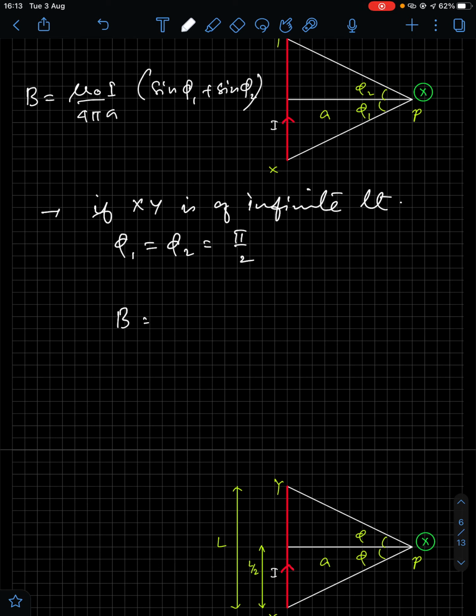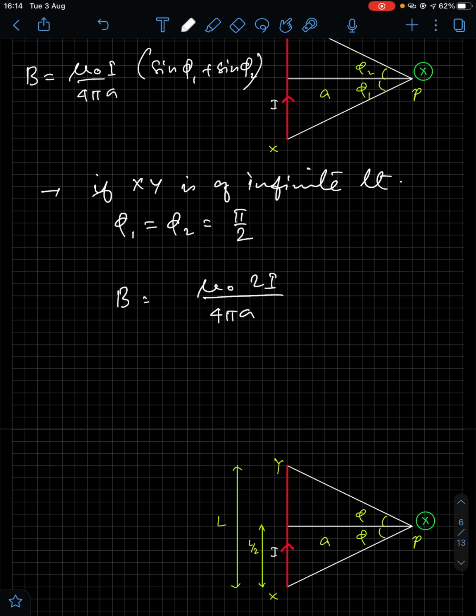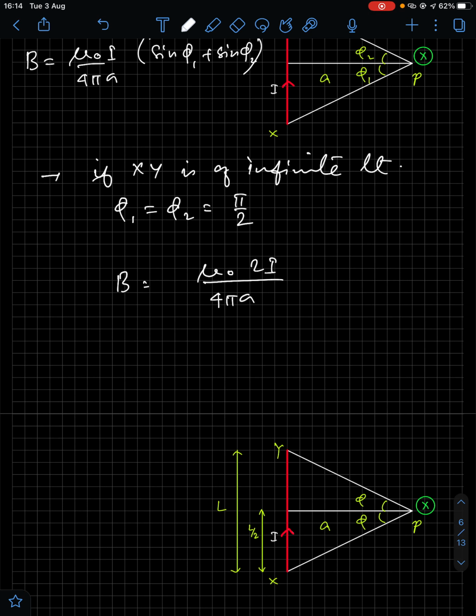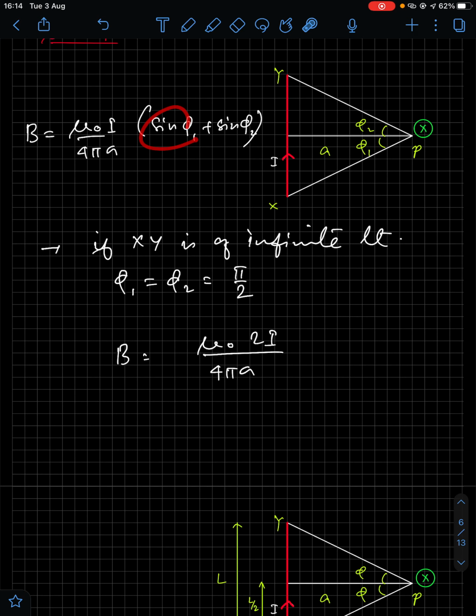In such a situation, B will be equal to mu naught twice I by 4 pi A. Again, the angles will not be exactly 90 degrees, but very close to 90 degrees. So mu naught twice I by 4 pi A, that will be the relation, like sine 90 plus sine 90, 1 plus 1, that is 2. So it becomes mu naught twice I by 4 pi A. This is the relation in case of an infinite length conductor.